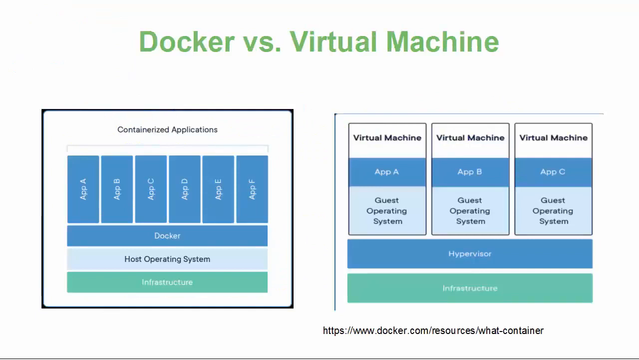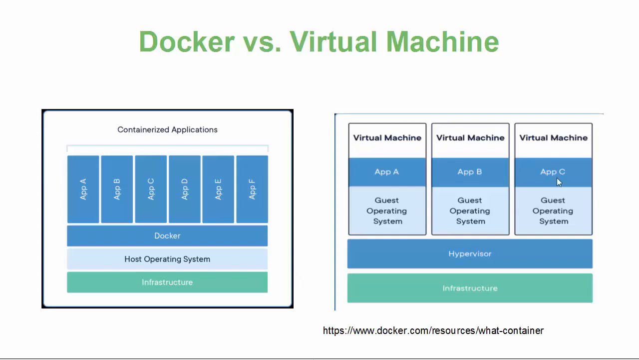Now let's compare Docker containers versus virtual machines. Containers and virtual machines have similar resource isolation and allocation benefits, but Docker containers and virtual machines function differently because containers virtualize the operating system instead of hardware, and containers are more portable and efficient.